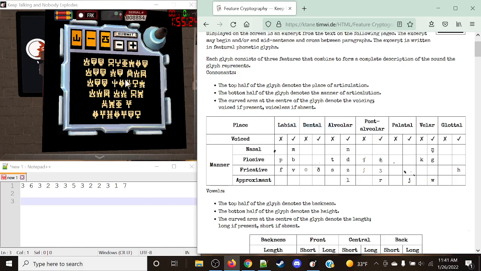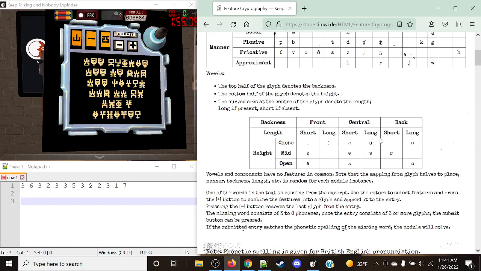So that's going to be how we're going to have to figure out this module, and that's what makes this module so tricky, because there is no guarantee for what label will look like. There's no guarantee for what the voice will look like, well, except for the curved arcs, of course. There is no guarantee for what the approximate will look like, and there is no guarantee for any of the vowels involved. There is no guarantee for what each of the glyphs are going to look like.